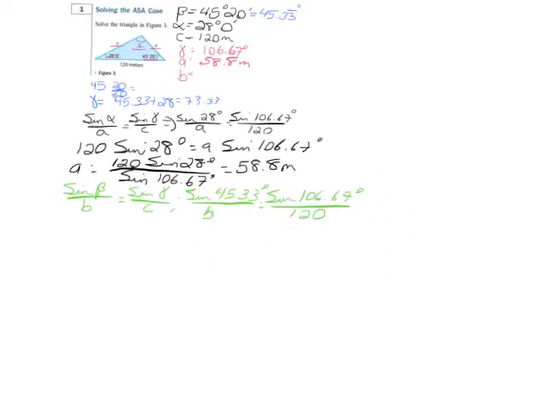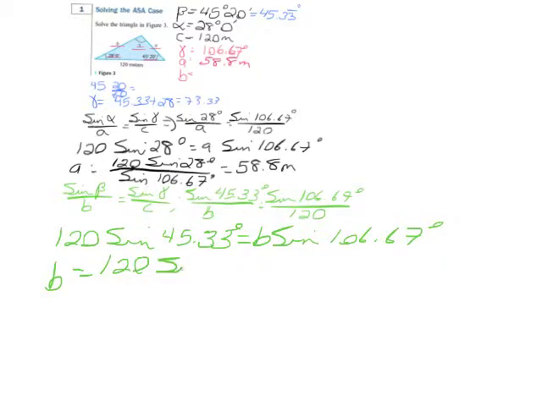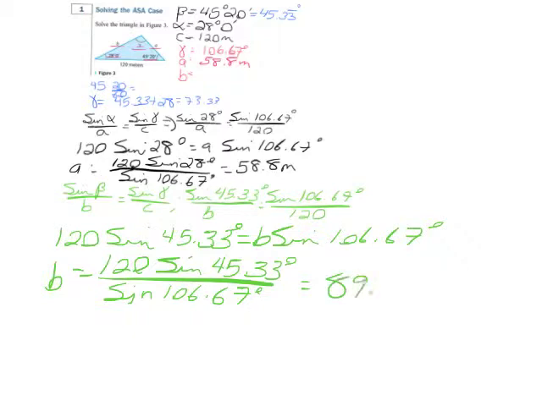All right, so to solve for B, I've got 120 times the sine of 45.33 degrees is equal to B, the sine of 106.67 degrees. Therefore, B is equal to 120 the sine of 45.33 degrees all over the sine of 106.67 degrees. So when you plug it in your calculator, B is equal to 89.1 meters. So now we've got that B is 89.1 meters.